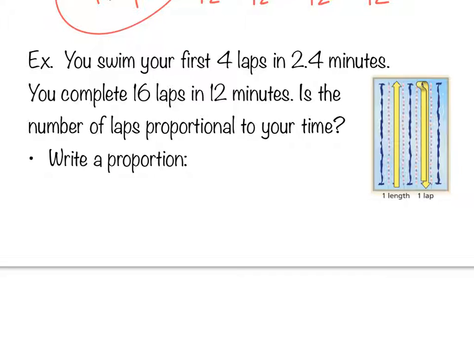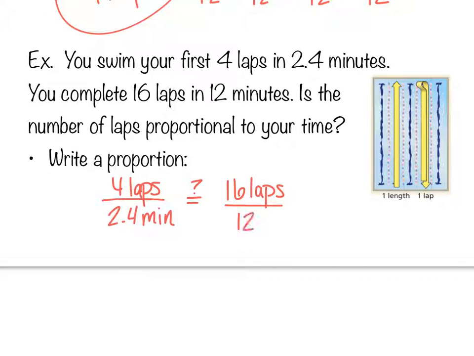For right now, we'll do 4 laps, and we'll write that over 2.4 minutes. And then the next one, we're going to see if it's proportional or not. I usually put a question mark because I'm not sure if it's equal to 16 laps and 12 minutes. So 16 laps over 12 minutes. So there is our proportion.